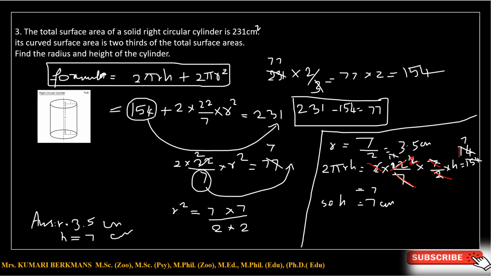We are getting 14 times 11. Now here how many are remaining? 2, and here 14. Now we strike this 2, and how many 2's are here? 7 2's are there. So the answer is 7 centimeter. So the height is 7 centimeter. So our problem was to find the radius and height of the cylinder. The radius is 3.5 centimeter, the height is 7 centimeter.